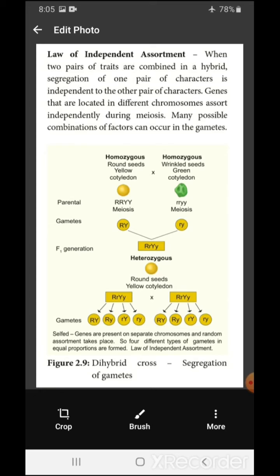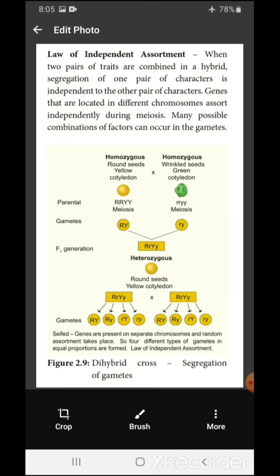Round seed, capital R. Wrinkled seed. What do you mean by wrinkled seed? Shrunken, or not having any definite shape, with green cotyledon. So that is the homozygous wrinkled seeds, green cotyledon. Their genotype is small r, small y.